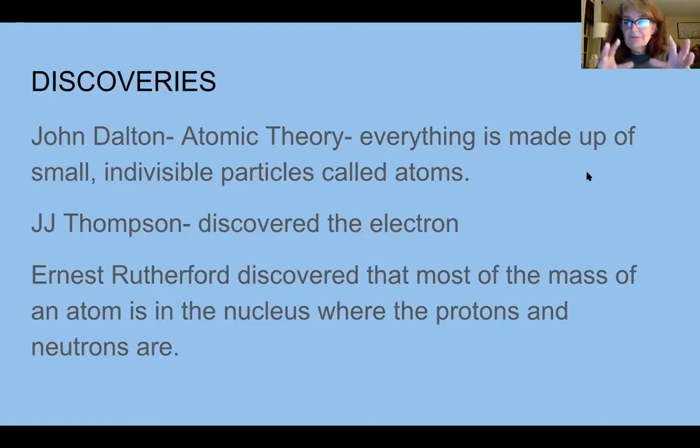Everything is made up of small particles called atoms. But he said that atoms were indivisible, which means they cannot be divided. And we know now that they can be. We can divide them into protons, neutrons, and electrons. We can get smaller than the atom. We can get subatomic. And we can even get smaller than those particles. But for the sake of this class, we don't need to do that. But John Dalton was the first one to say everything is made up of atoms.